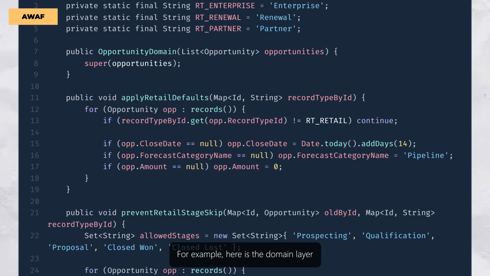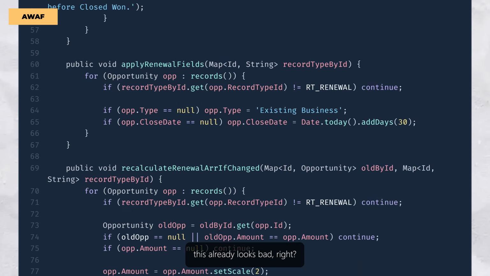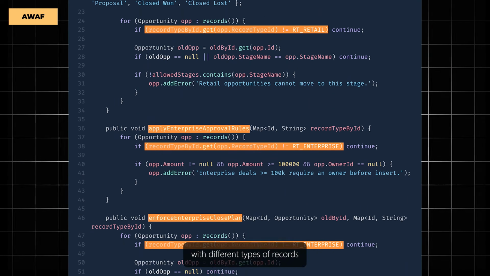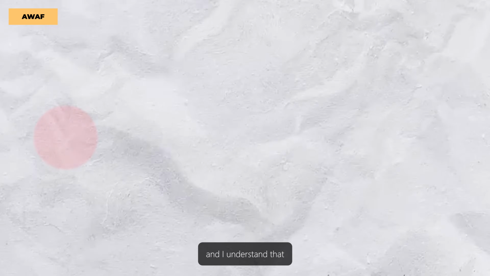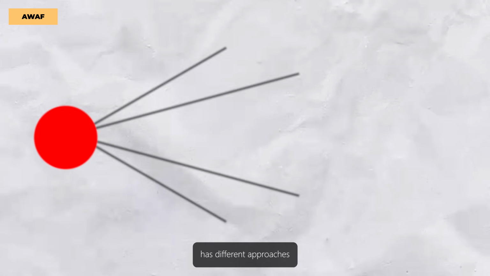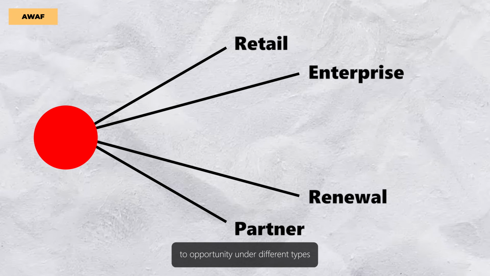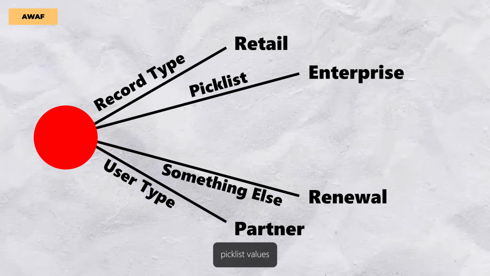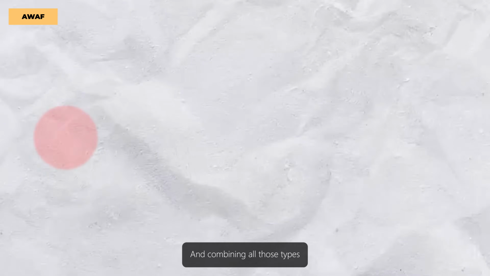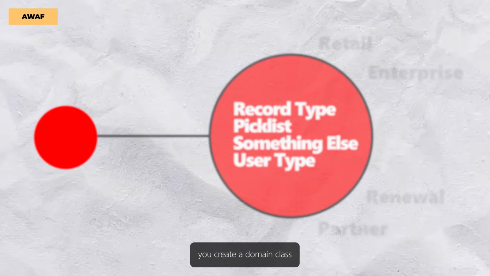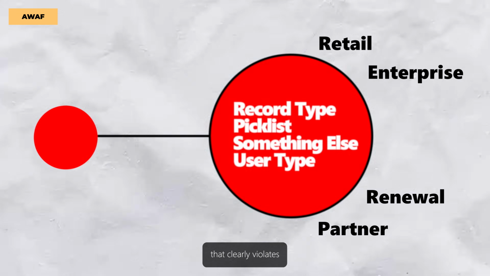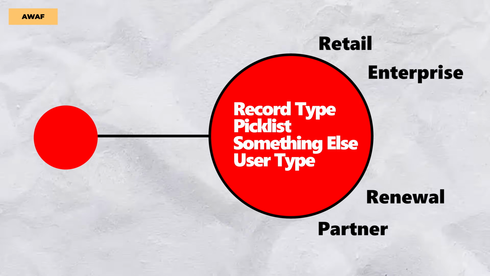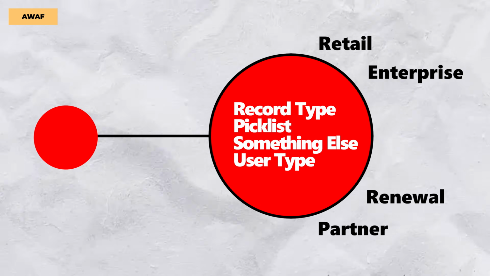For example, here is the domain layer. As you can see, this already looks bad, right? The first reason why it's bad is because of these methods that work with different types of records. Meaning, I look at the code and I understand that your Salesforce application has different approaches to opportunity under different types. It could be record type here, or even some custom picklist values. And combining all those types and all the logic together, you create a domain class that clearly violates the single responsibility principle and turns into a God class. That is, a huge class that's responsible for everything, literally God.